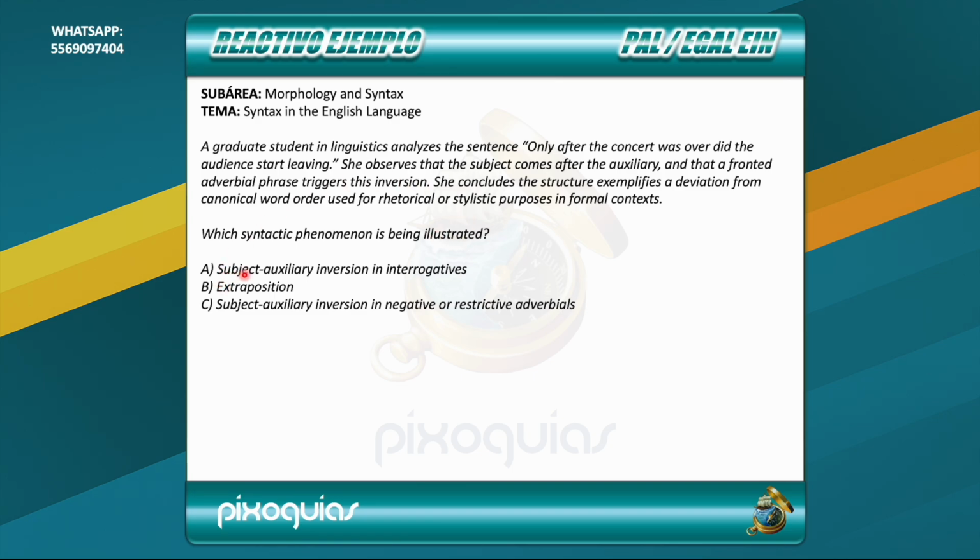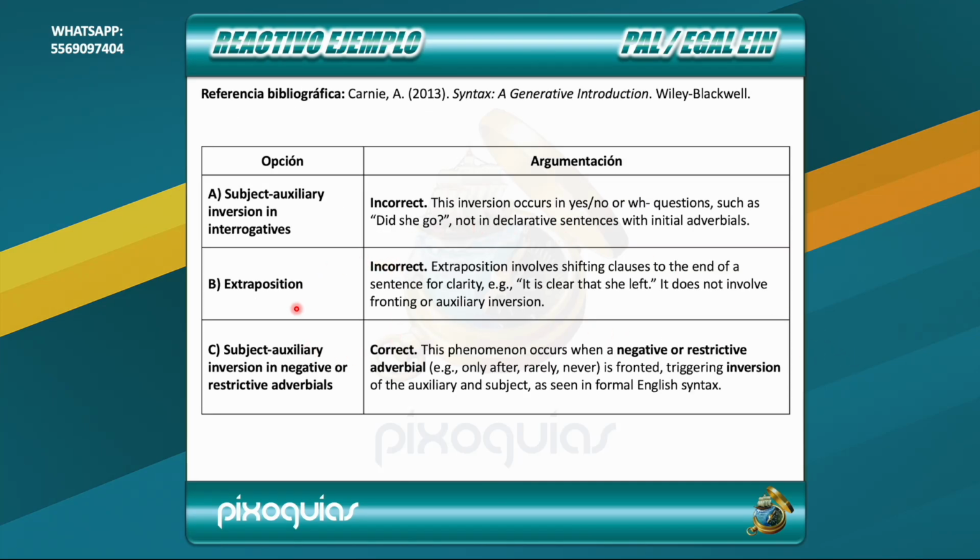A. Subject auxiliary inversion in interrogatives. B. Extraposition. Or C. Subject auxiliary inversion in negative or restrictive adverbials. The correct answer is C. Subject auxiliary inversion in negative or restrictive adverbials.